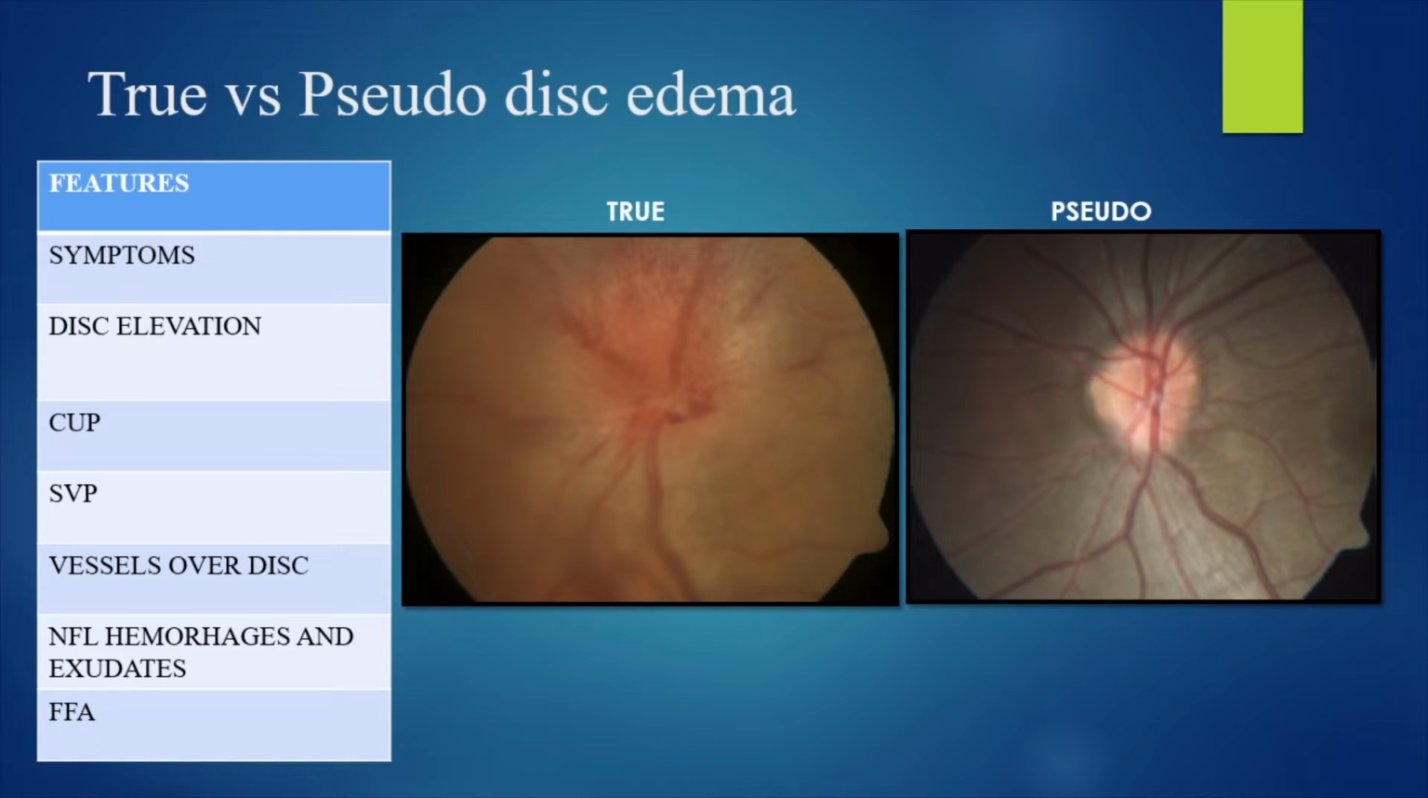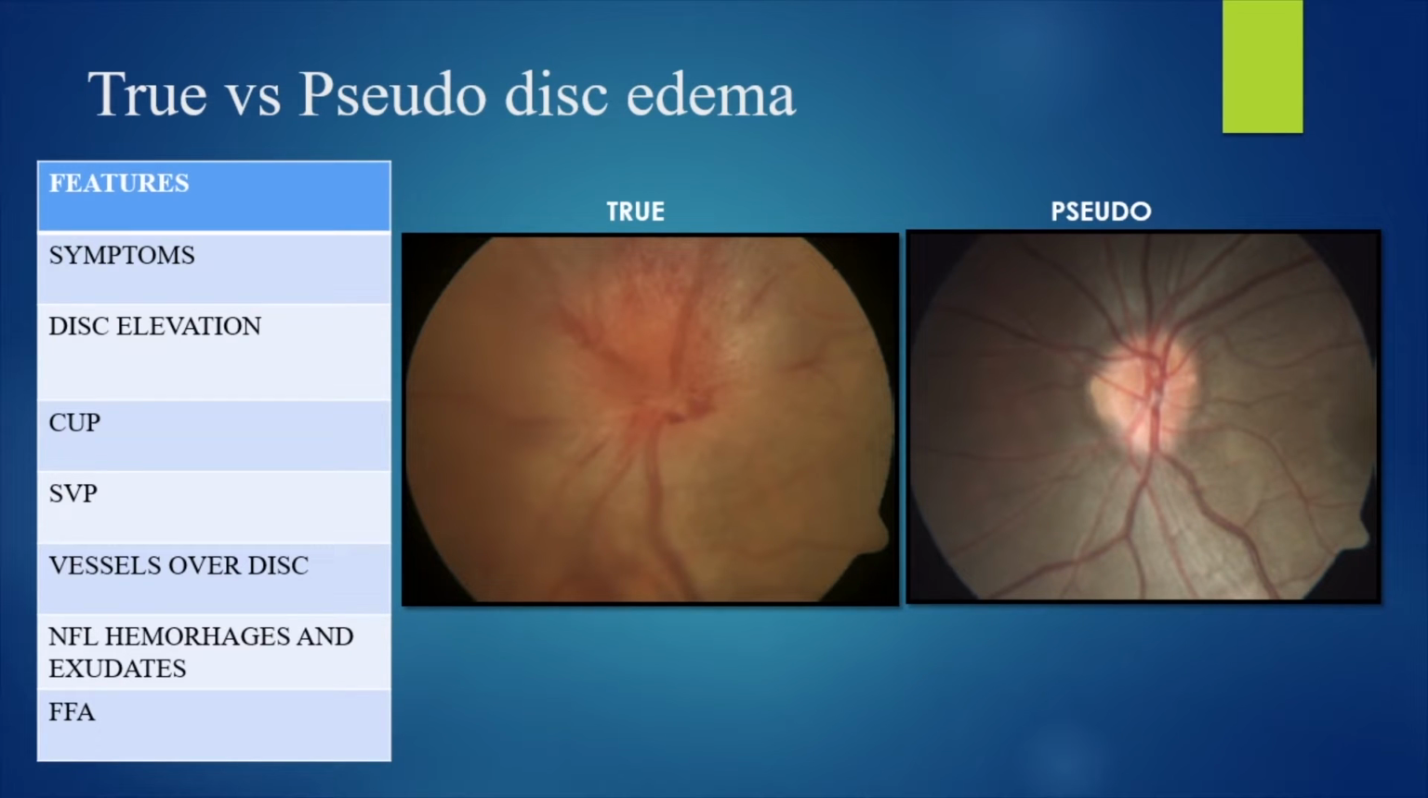But otherwise, if a patient with drusen has pulsations the first time you see them, and on follow-up you see it is absent, that means there is some disc edema, a true component also is present. Vessels over the disc: you need to see whether they are well defined and seen clearly. In true disc edema, the vessels are obscured because of the associated edema. But in this optic nerve drusen, you can see the margins and the vessels running clearly.